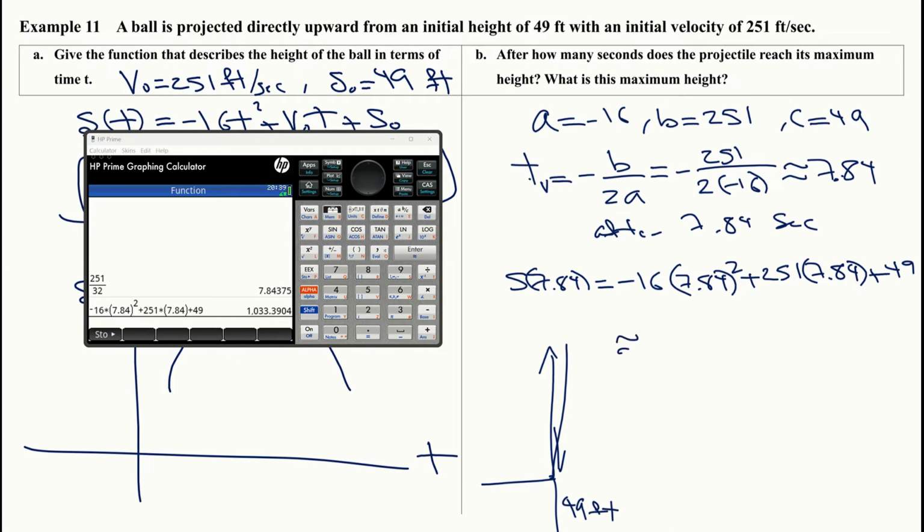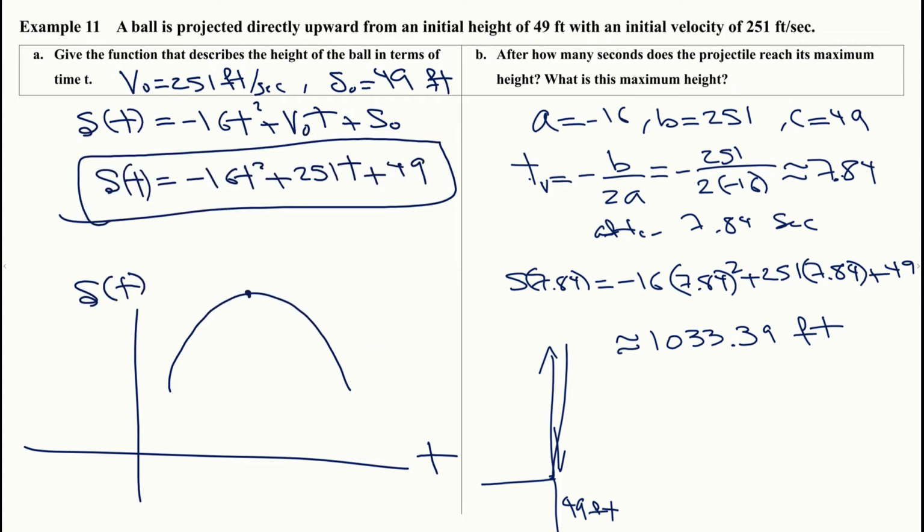We of course know this is going to be an approximate value because we're doing rounding, right? So 1033.39 feet. So a maximum height of approximately 1033.39 feet, which is reached, of course, after approximately 7.84 seconds. All right, let's see if there's a couple of other questions we can answer.